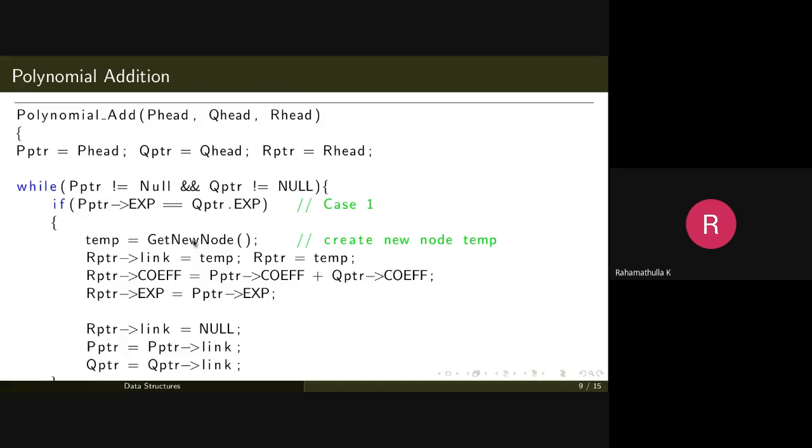So you take a new node, temp get new node. This function you need to write, that is to allocate enough amount of memory for storing a polynomial node. And you allocate this memory. Once you get temp, you assign rptr dot link equal to temp. So rptr is already pointing to null. You set rptr to point to temp, and then rptr equal to temp. So currently rptr is pointing to temp. Now rptr dot coefficient equal to the sum of both the coefficients, that is you need to combine these two terms pointed by pptr and qptr. Then rptr dot exponent equal to any one, pptr dot exponent or qptr dot exponent.